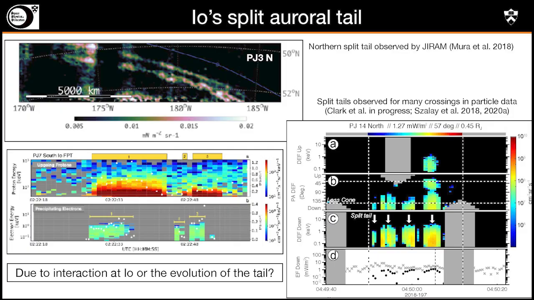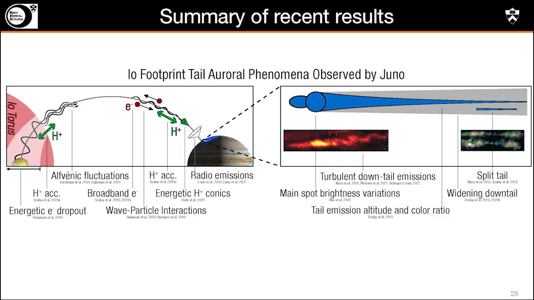And finally, and last but certainly not least, and there's a variety of other phenomena, we were surprised to see that the tail splits sometimes, not others, and we see it in the infrared observations because it has the resolution. We also see it in the low energy and the high energy particle data. And it's an open question: is this due to the interaction of Io, or is it some evolution of the tail and these Alfvén bounces?